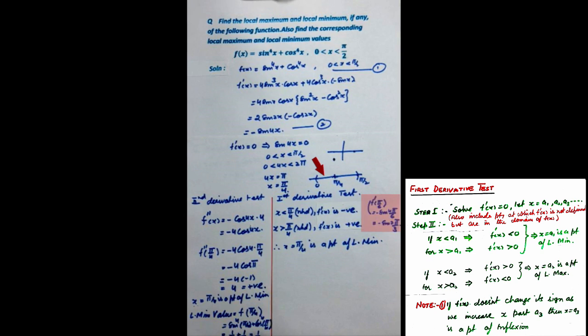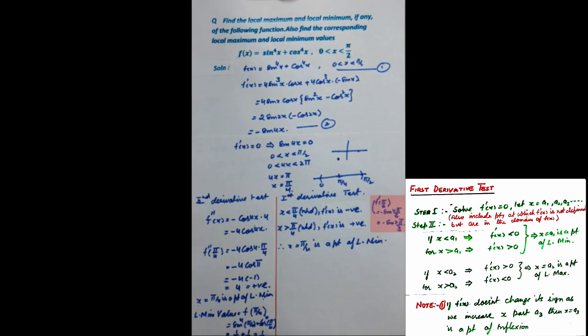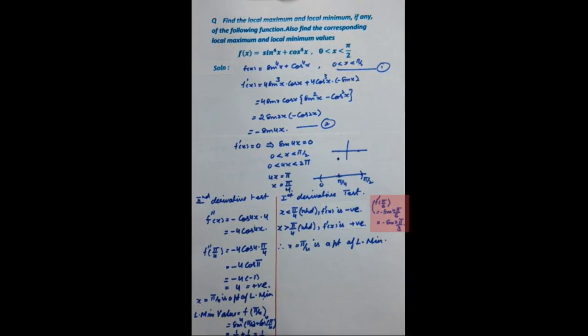F dash at pi by 6. F dash at pi by 6 is minus sine 4 pi by 6. 4 pi by 6, that is 2 pi by 3. Minus sine 2 pi by 3, that is 120 degrees. Sine of 120 will be in the second quadrant. In the second quadrant, sine will be positive. So positive into negative is negative. So f dash x is negative.